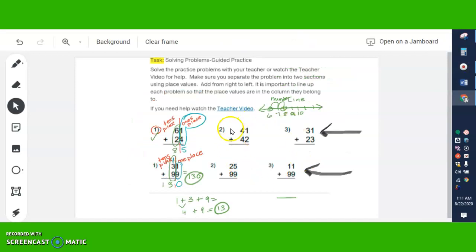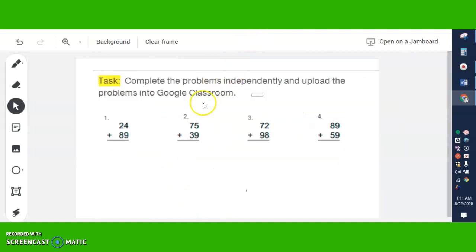Okay, when you solve these guided practice problems, you're going to notice on the next slide, you are going to have to complete these 4 problems independently. And you need to upload those problems into Google Classroom.